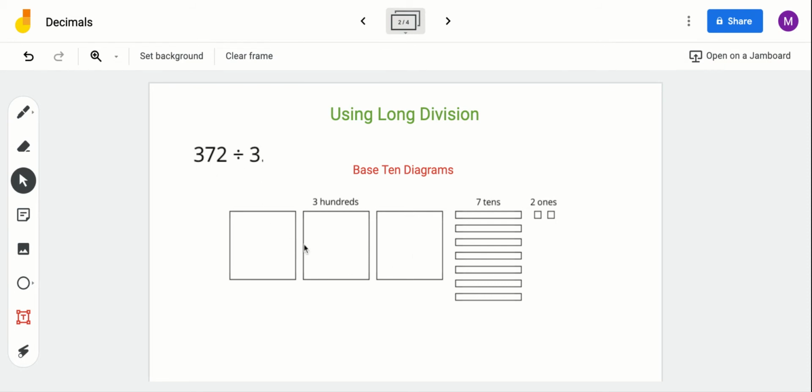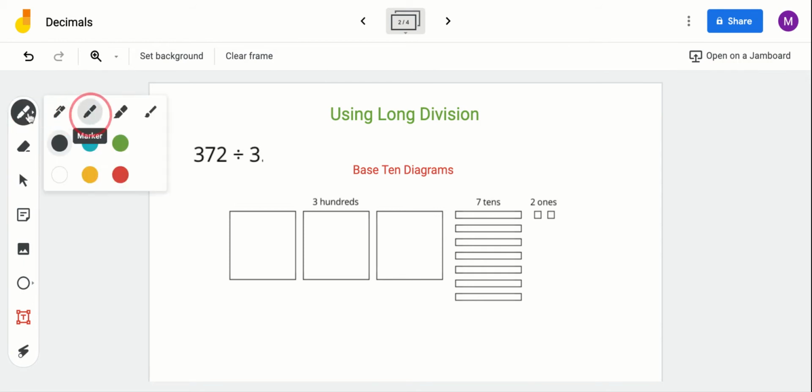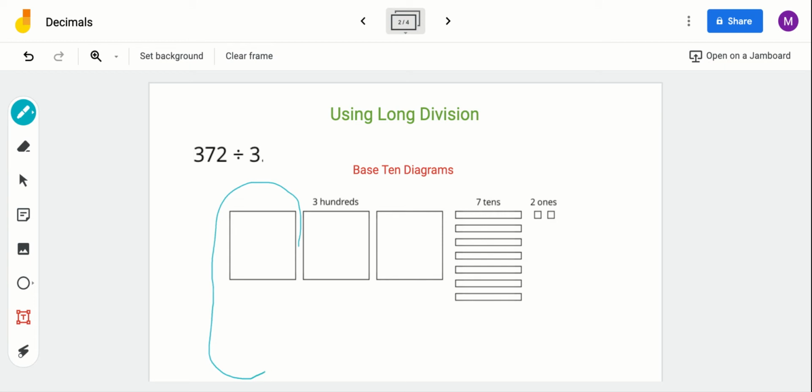And here's a picture of 372. We have 3 hundreds, 7 tens, 2 ones, and we want to break these up into 3 groups. So I'm going to go ahead and draw 3 groups here. And so I'm going to make these groups around my hundreds. So I'm going to make one group right here, make one group right here, and make another group right by this other 100. So I have the start of my 3 groups. I have my hundreds broken up nice and neat into those 3 groups.